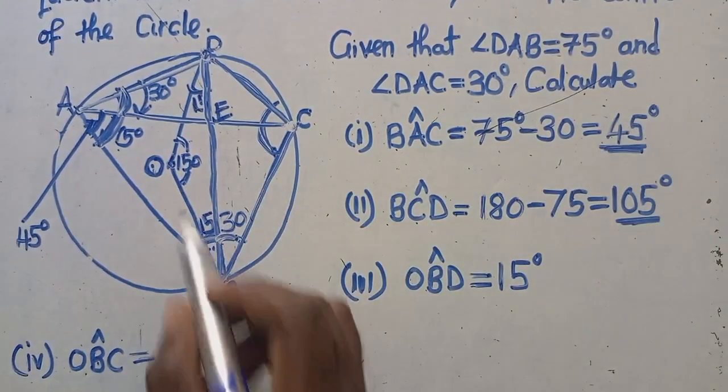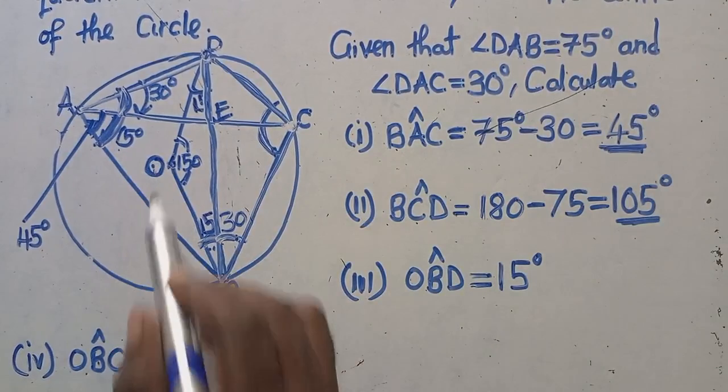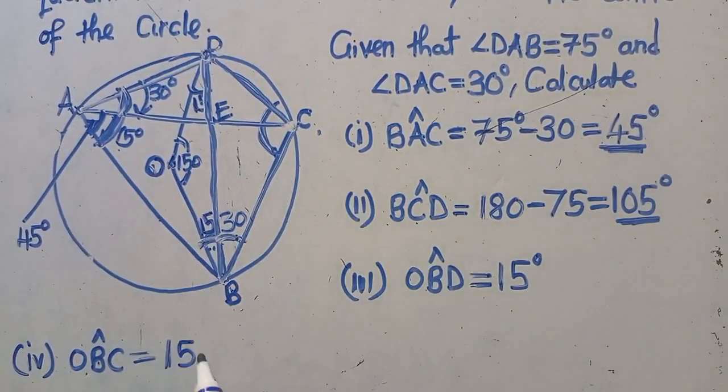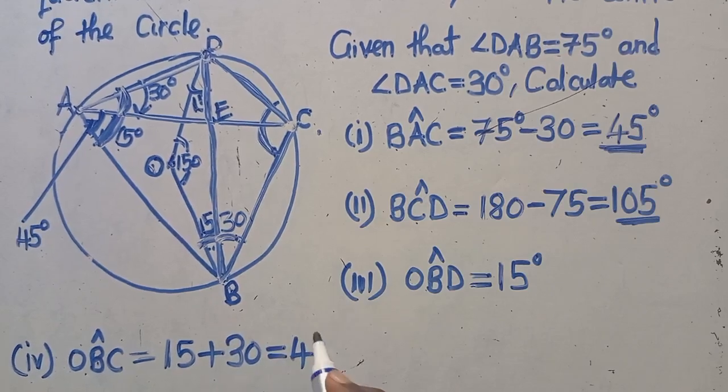So I want to find OBC. So I'm just saying 15 plus 30. What is the answer? The answer is 45 degrees. You are done. This is what you are supposed to do. So these are the answers. I'm done. Have you seen? And this is how you are supposed to answer these questions that are here.